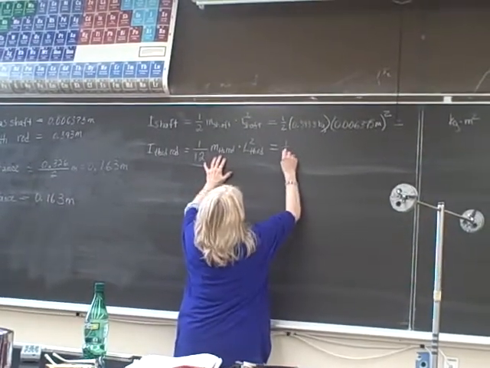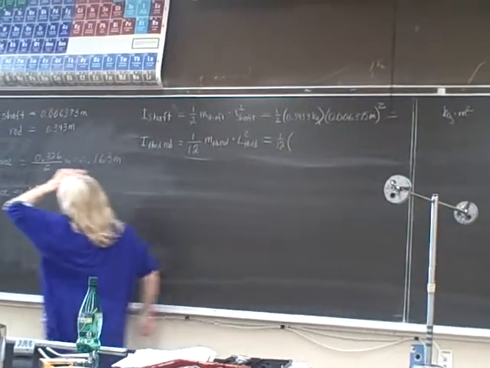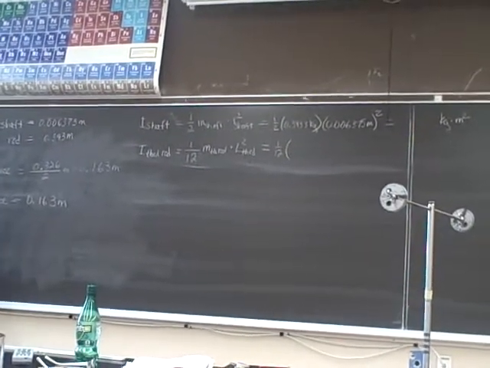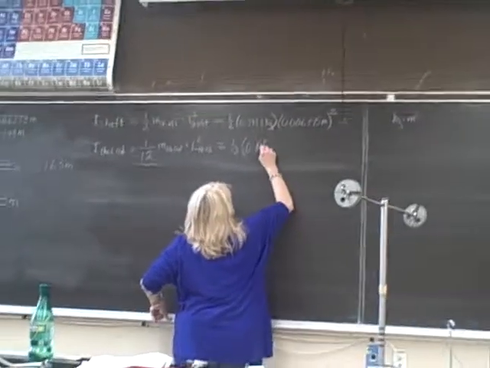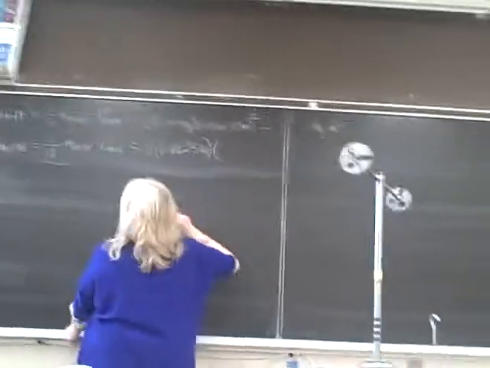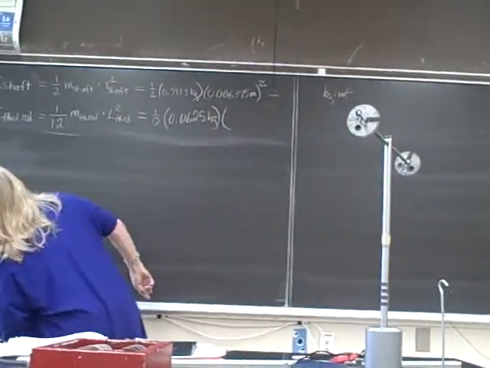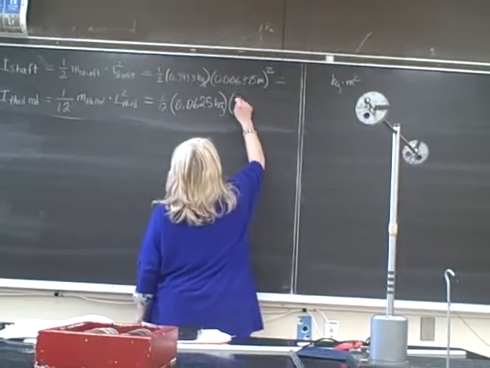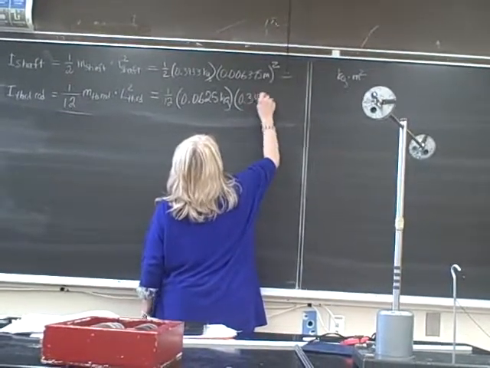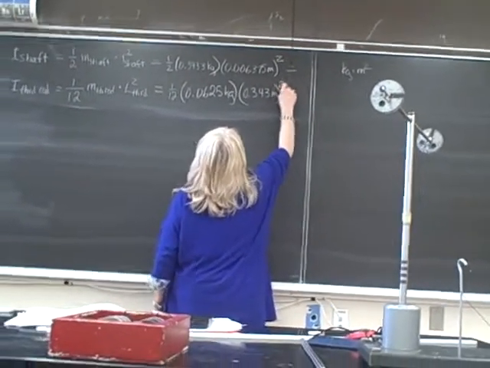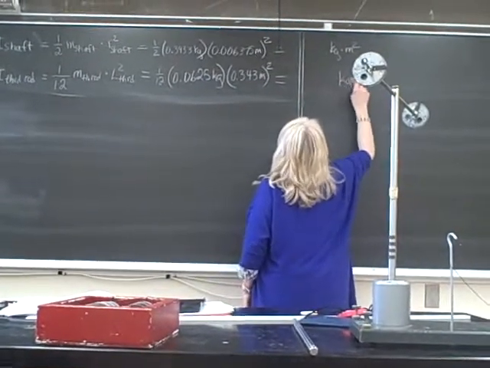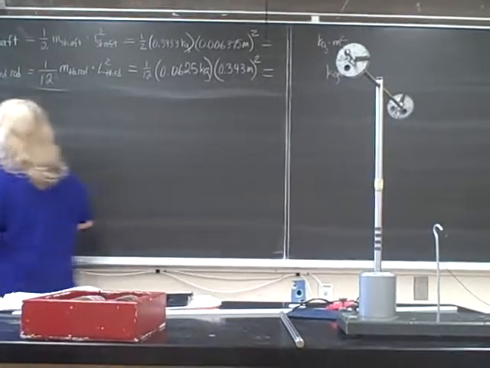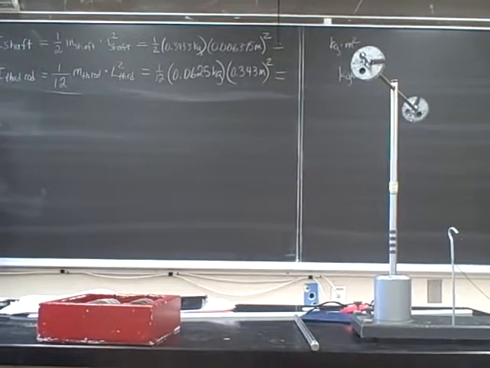So we have 1/12 times 0.0625 times, what was it, 0.343 meters, and that's going to be something kilogram meters squared. I hope some of you are working on these calculations.